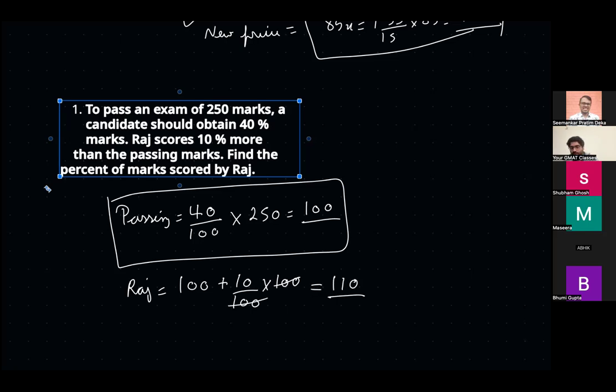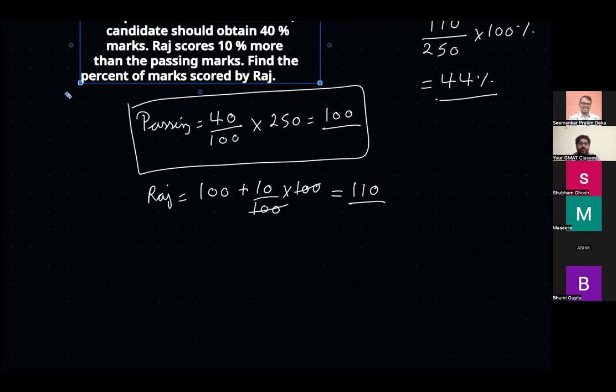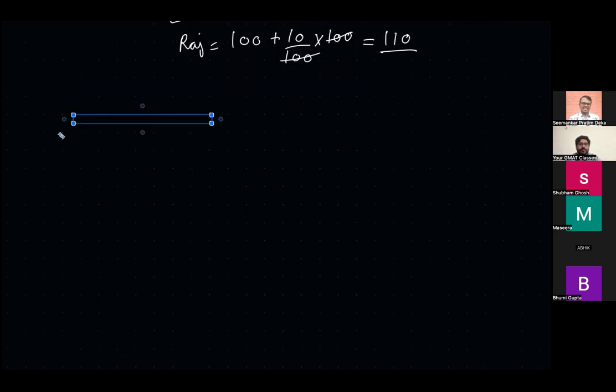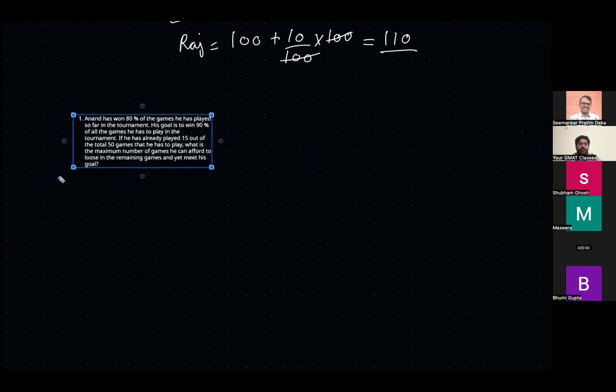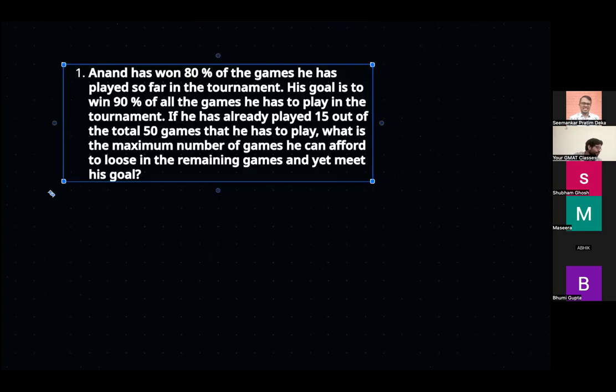So the percent of marks scored by Raj would be variation 2, right? Obtained, which is 110, over total, which is 250, into 100%. 44%. Is this clear to everyone, class? Yes or no? Perfect. Solve this.